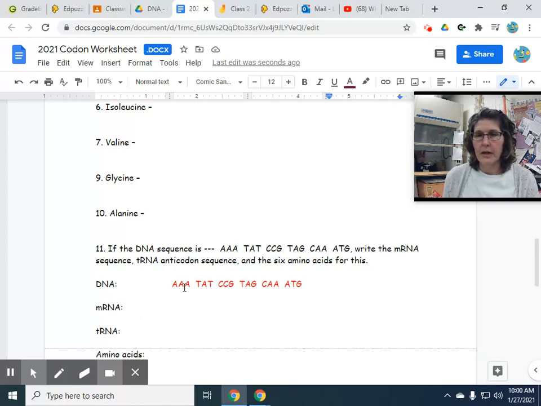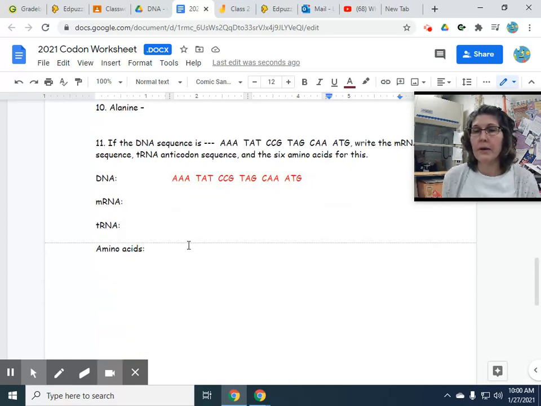What's my messenger RNA? Because remember, this is like my 3' end, my 5' end. The messenger RNA is getting made 5 to 3. What is my tRNA? And then what are my amino acids? So at the end, I should have 6 amino acids that you guys are stringing together that are going to be coded for by that DNA.